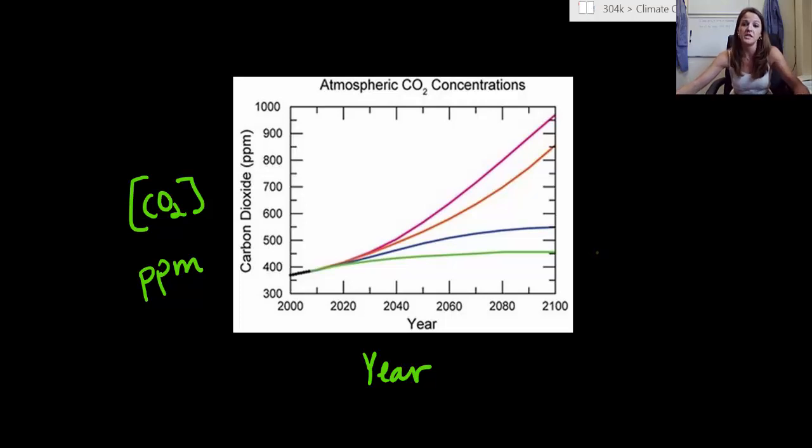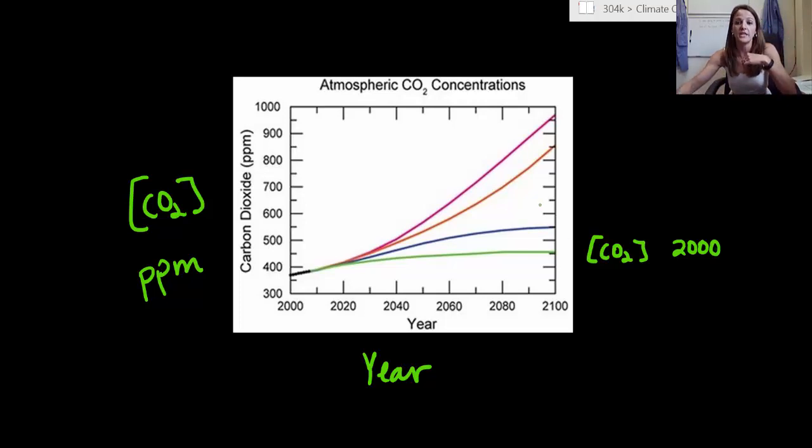So our green line is our most modest line, and essentially that is a model that holds the carbon dioxide concentration constant for year 2000. So if we held all of our levels constant from the year 2000, this would be our estimated growth or our increase in our carbon dioxide concentration.